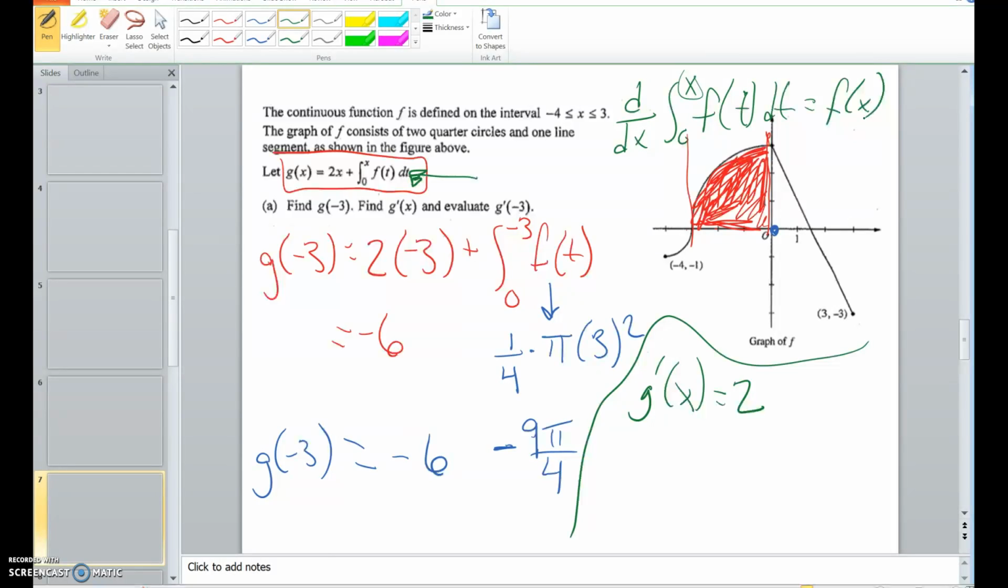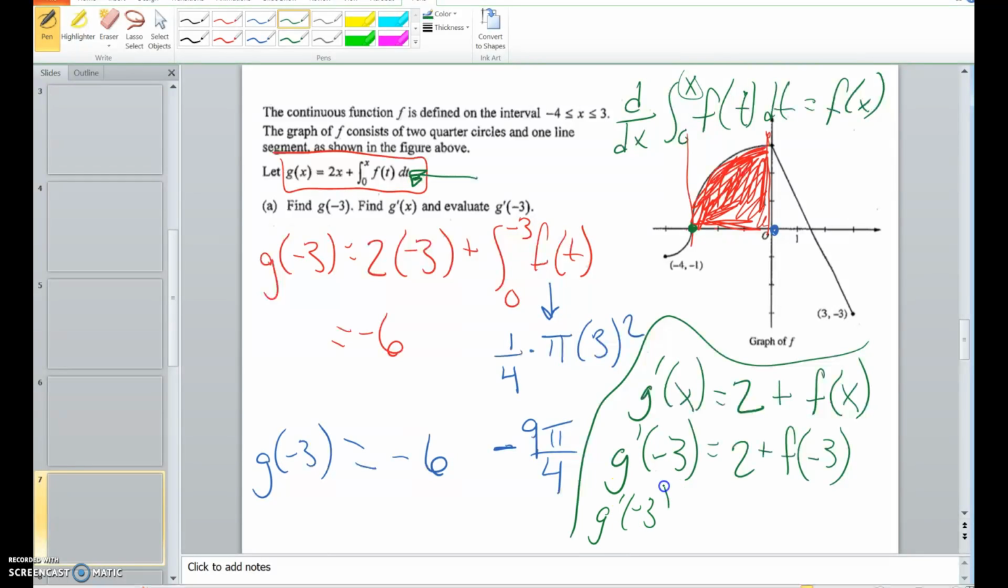So the derivative of g is just 2 plus f of x. Pretty straightforward. Then we want to find g prime of negative 3. So then we just plug in negative 3. So now the only mystery is to figure out f of negative 3. So I'm going to go to my graph. When I plug in negative 3 into f, I get 0. So g prime of negative 3 equals 2 plus 0, which is just 2. So there we go.